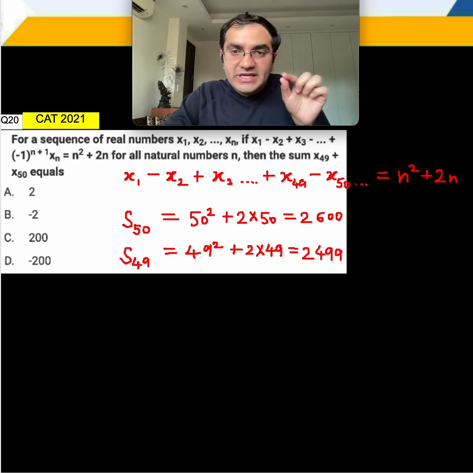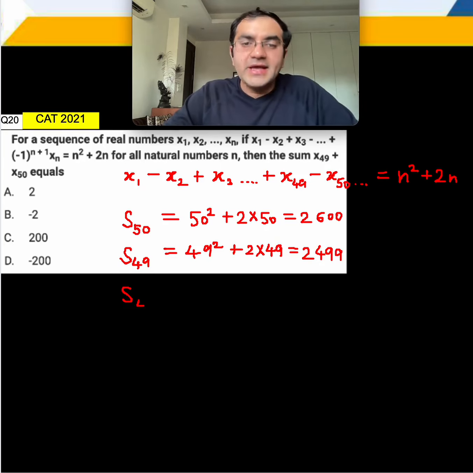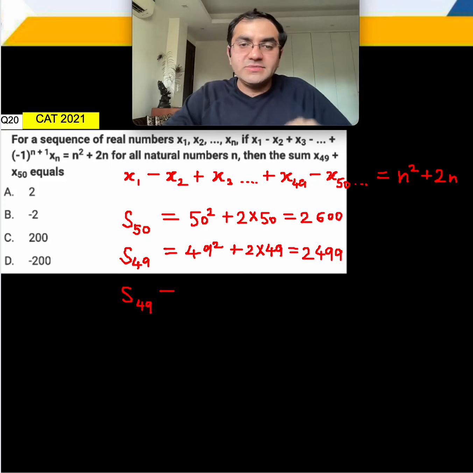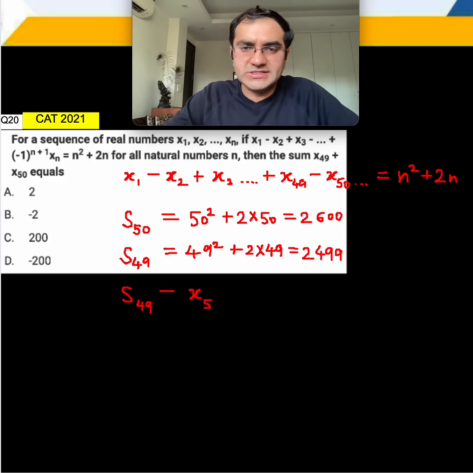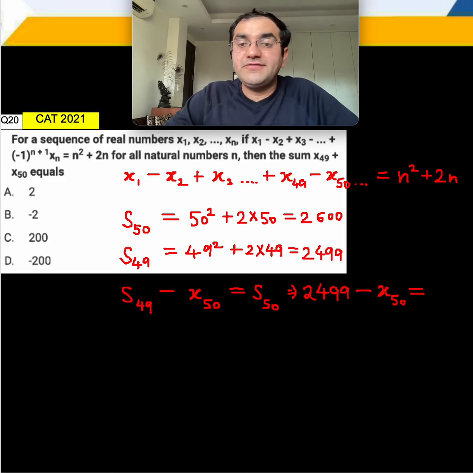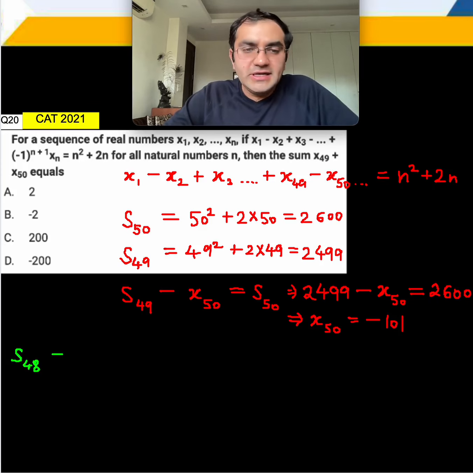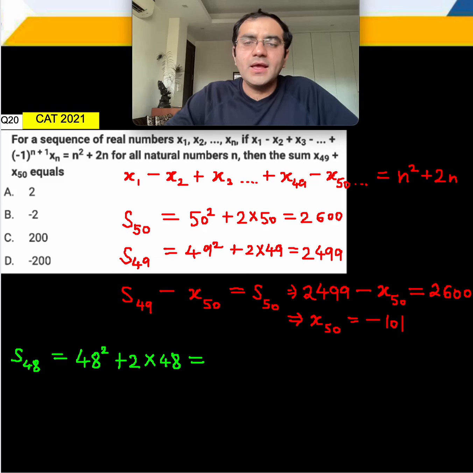And we know that the even terms are getting subtracted. So sequence up till 49 terms minus the 50th term, which is an even term, turns out to be S50. Okay? Put in the values. From here you will get the 50th term. 50th term obviously turns out to be minus 101. Similarly, let us find out the 48th term. Put 48. N equal to 48. This turns out to be 2400.